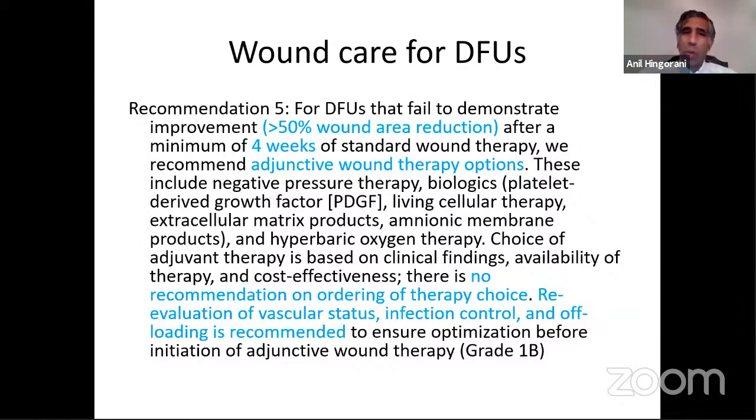How do you assess the wounds for adjunctive wound therapies after your initial debridement and subsequent follow-up? Well, basically we said that if the wound is not decreasing in size by 50% wound area reduction at 4 weeks, then you should consider adjunctive wound techniques. However, you do need to reevaluate the wounds, as Dr. Mills said, for vascular status, infection control, and offloading thereafter.